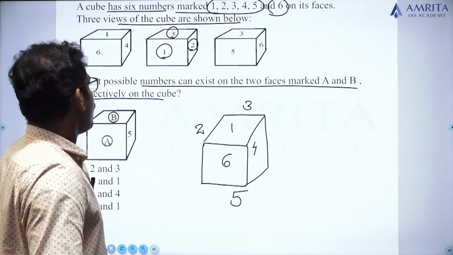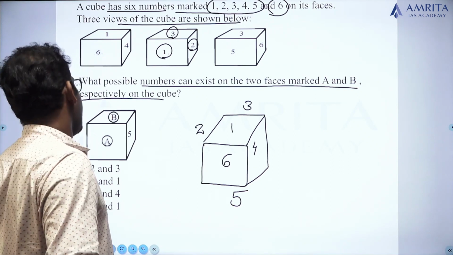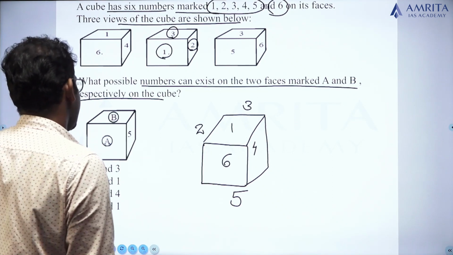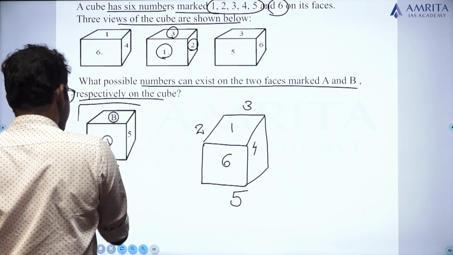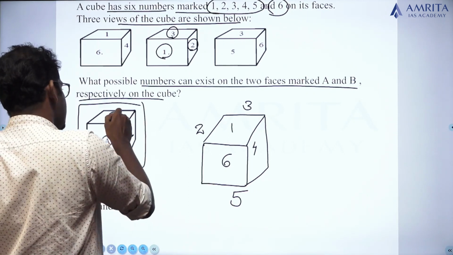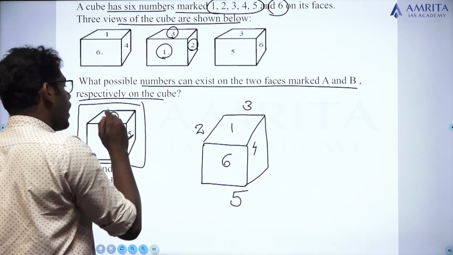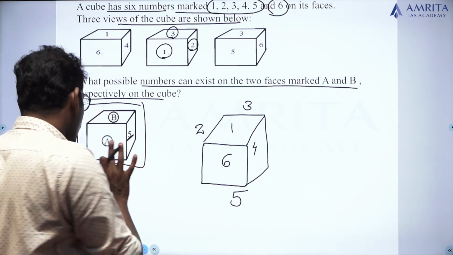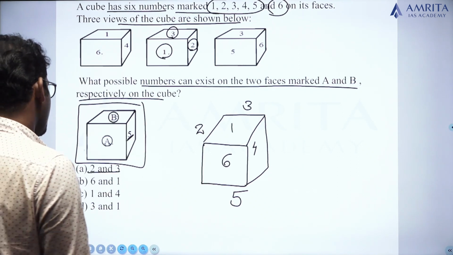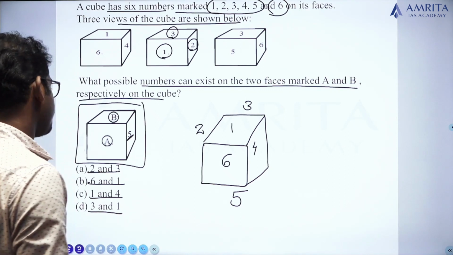The question is, what possible numbers can exist on the 2 faces marked A and B respectively on the cube? This is the figure. The one face is 5. The other faces are B and A. Clear? Okay. So A and B are adjacent to 5. Now look at the options. Option A is 2 and 3. Option B is 6, 1. Option C 1, 4. Option D 3, 1.